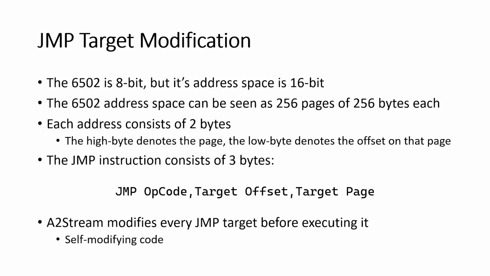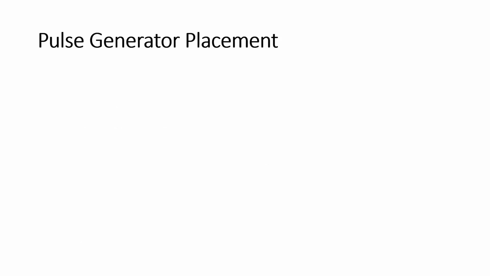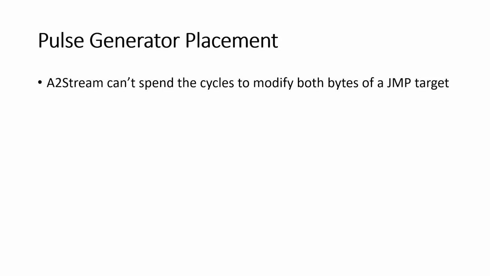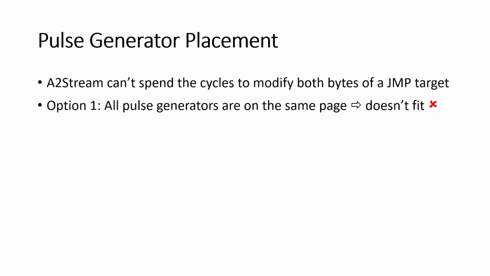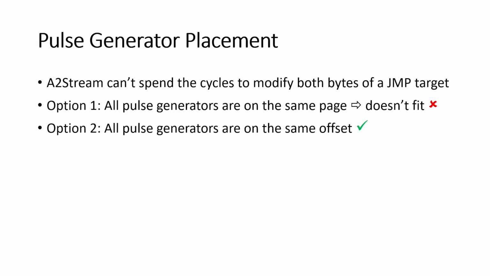A2Stream modifies every target before executing it. A2Stream can spend the cycles to modify both bytes of a jump target. So we have 2 options. The first would be to only modify the offset, meaning that all pulse generators would have to live on the same page, but that doesn't fit. The other option is to only modify the page, meaning that all pulse generators are on the same offset on each of the pages. That's what we do.